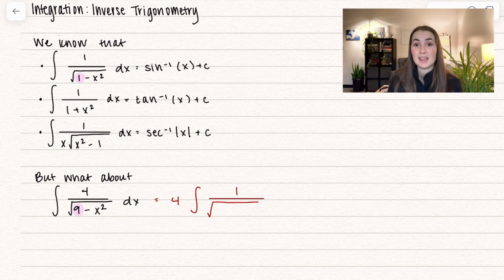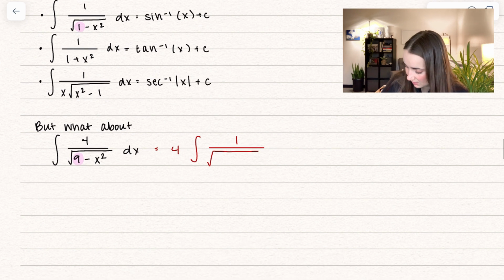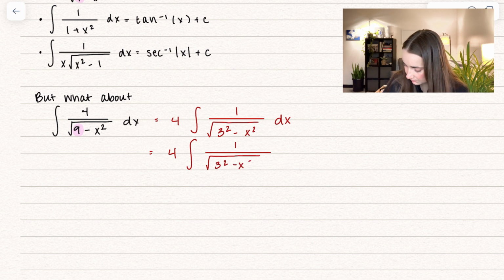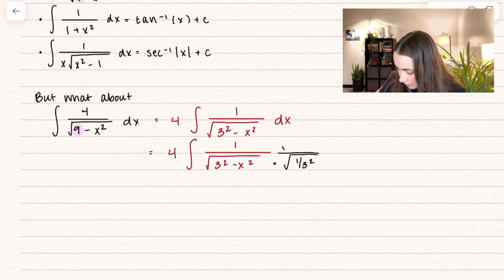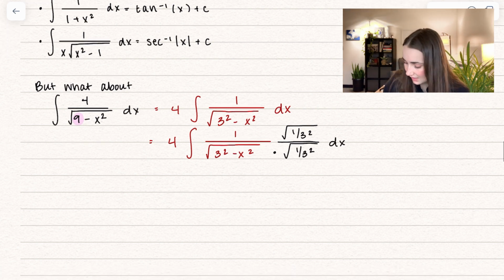First, I'm just going to rewrite it. I know that it's a square, so this becomes 3 squared minus x squared dx. I'm going to go ahead and multiply the denominator by the square root of 1 over 3 squared. But whatever I do to the denominator, I also have to do to the numerator. And so I also have to multiply this by 1 over 3 squared. And of course, that dx is still here. So we will see the purpose of doing this. So I know in the numerator, this just becomes 1/3 because of the square root. So I can go ahead and bring that out front, and I get 4/3 out front.